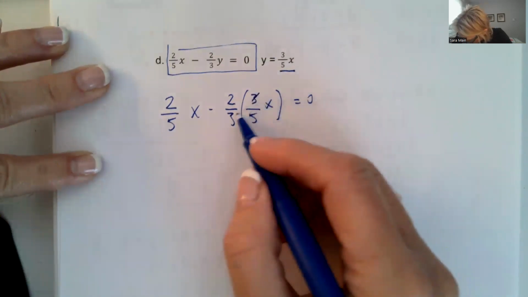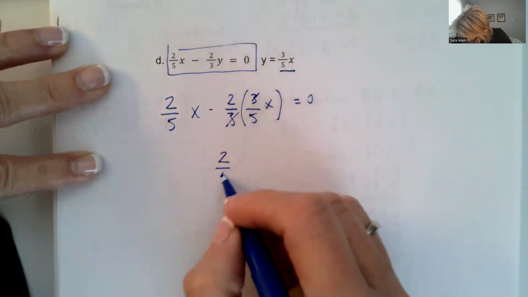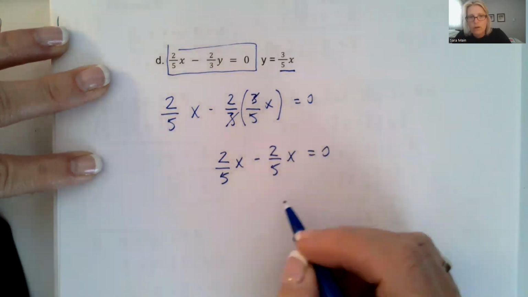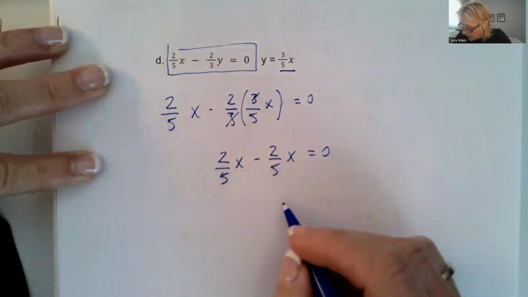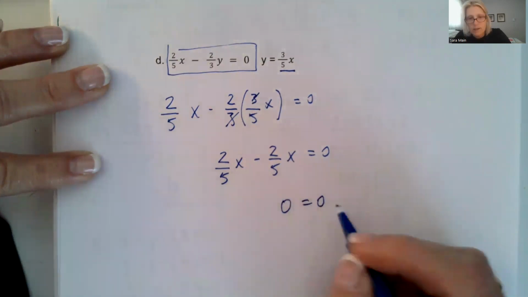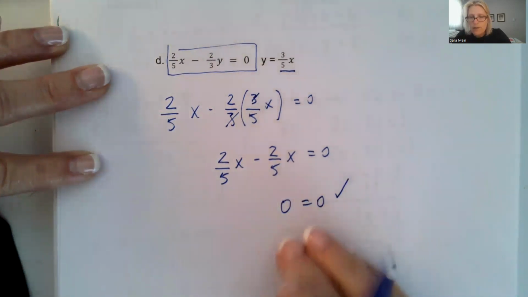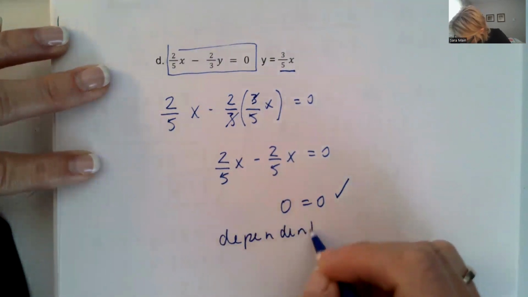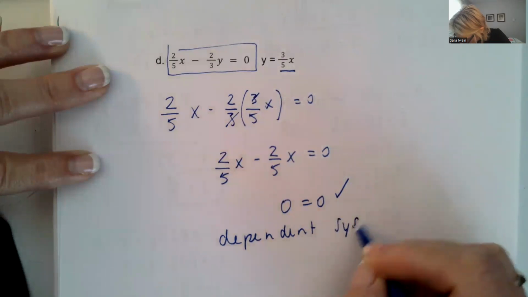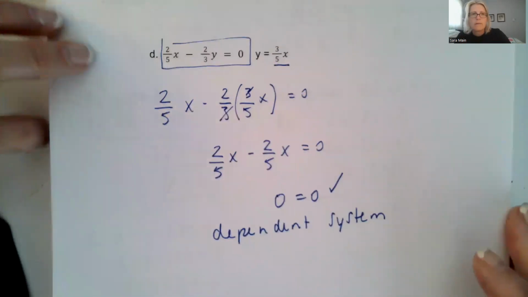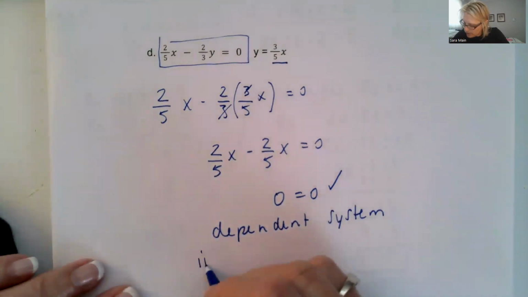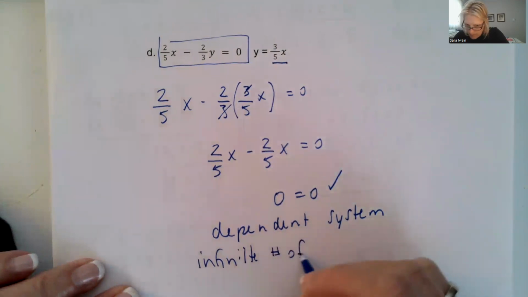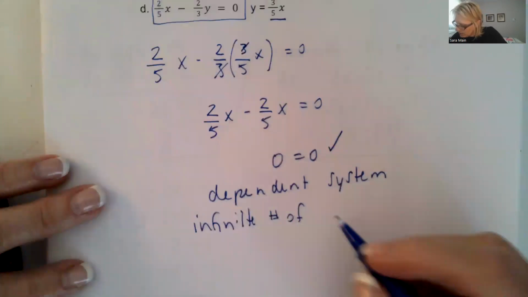And so those cancel out, and I end up with 2/5 x subtracting 2/5 x equals 0. Those actually cancel out, so we get 0 equals 0, which is a true statement. But this tells us that it's a dependent system. They share every point. There is an infinite number of solutions.